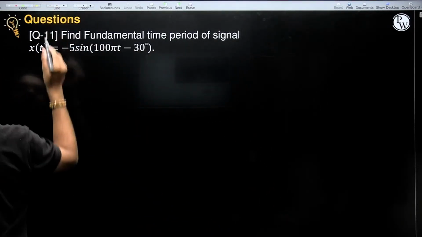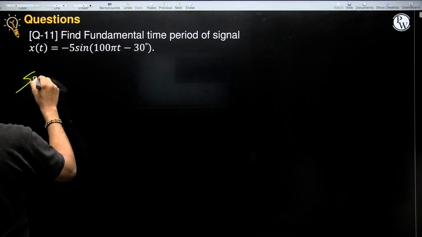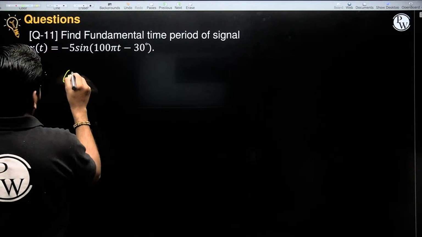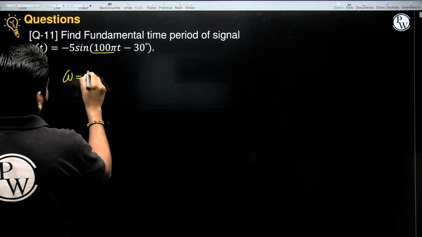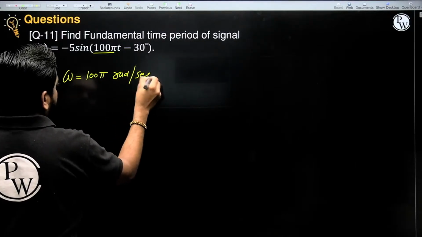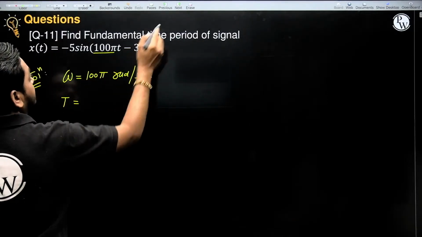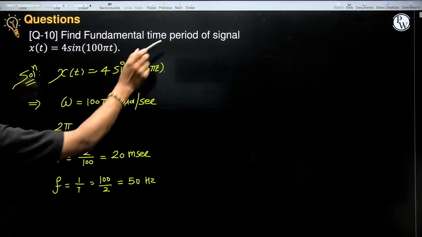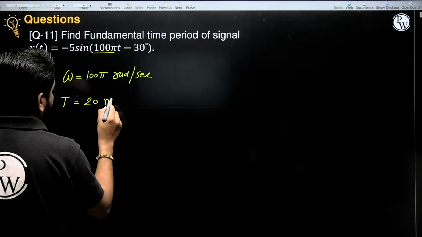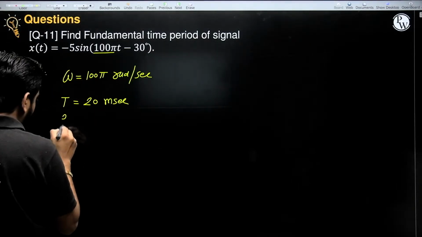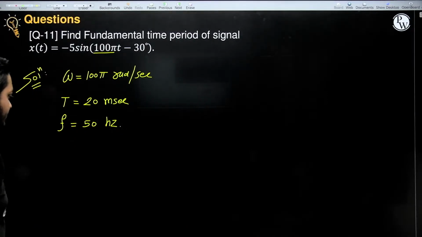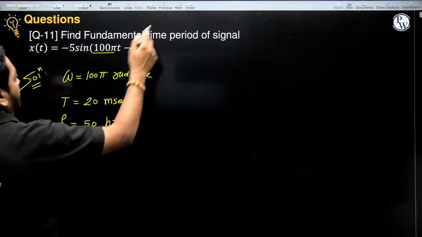So again here, even if there is a negative amplitude, then also no problem, it is just amplitude reversal. So here we simply have to focus on omega. Here omega is equal to again 100 pi radian per second. So capital T is the same as the previous one. Here also omega 100 pi, here also omega 100 pi. So it is again 20 milliseconds. The fundamental frequency is again 50 cycles per second or 50 hertz. Okay, very good.